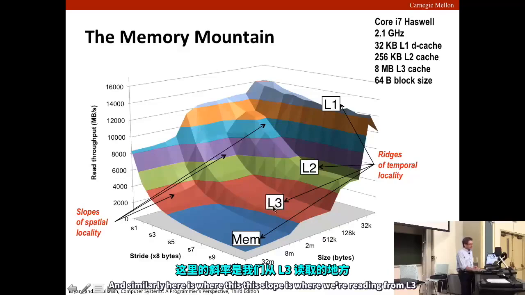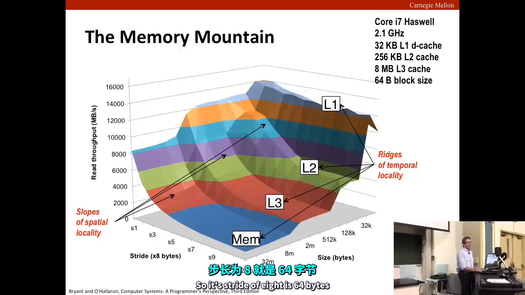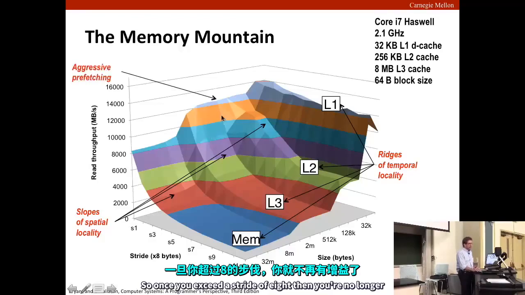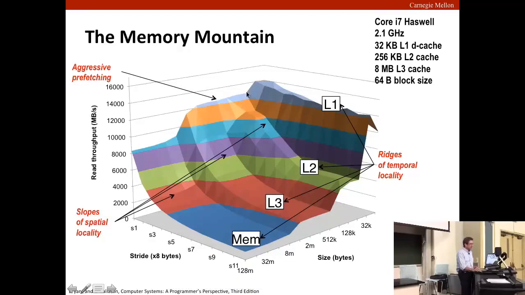And similarly, here's where this slope is where we're reading from L3, and it flattens out. They always flatten out at the block size, which is a stride. These are double words, right? So a stride of 8 is 64 bytes. So once you exceed a stride of 8, then you're missing every time in a different block.